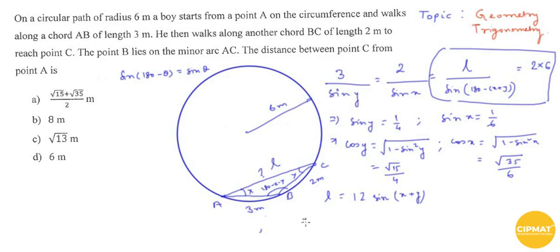Now from compound angles formula we know that sine of X plus Y is sine X cos Y plus cos X sin Y. Now we know the value of sin X, we know the value of cos Y, we know the value of cos X, we know the value of sin Y. Simply plug in the values and you will find out that the answer turns out to be root 15 plus root 35 by 2.